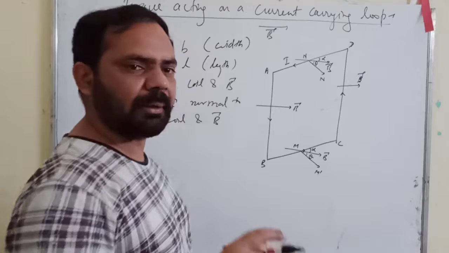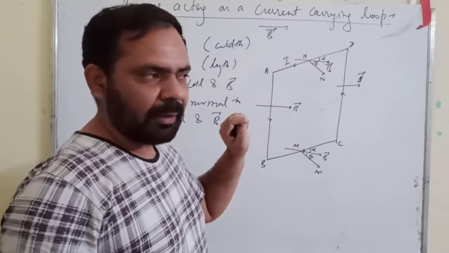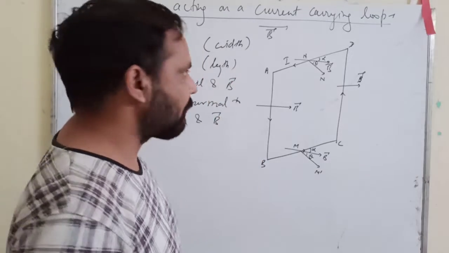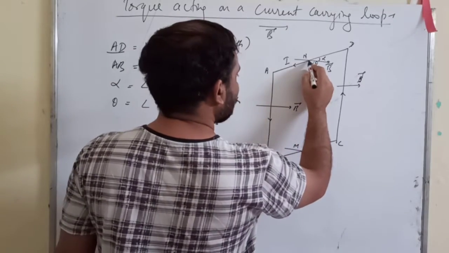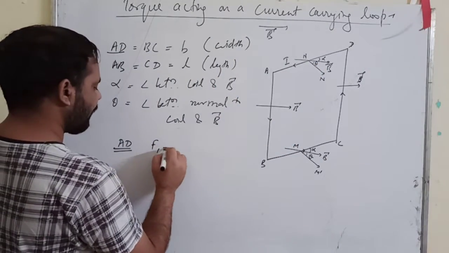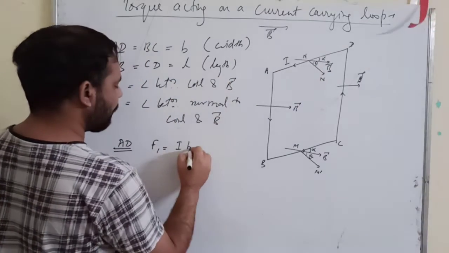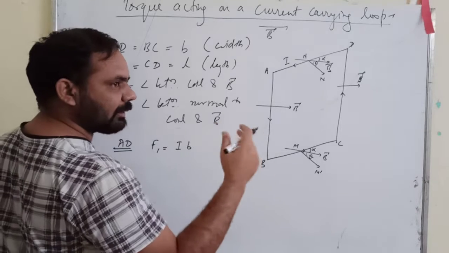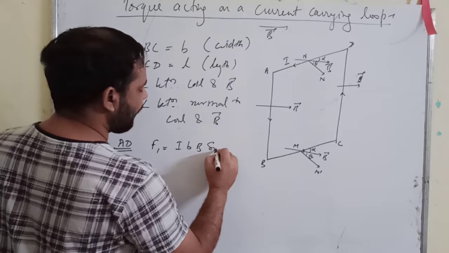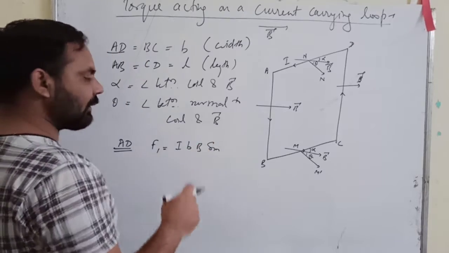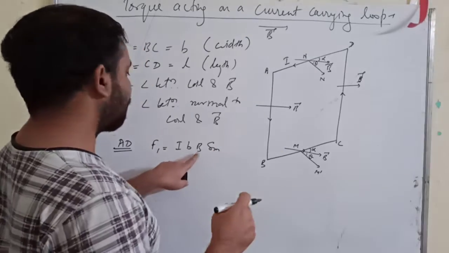So what will happen? A force, magnetic Lorentz force, will act on this branch AD. And how much will be that magnetic Lorentz force? It will be equal to, let us suppose here the force is F1 is equal to I, and this length is B, ILB sine theta. For L you will write B and capital B sine theta. Now theta is the angle made between IL vector and B vector.